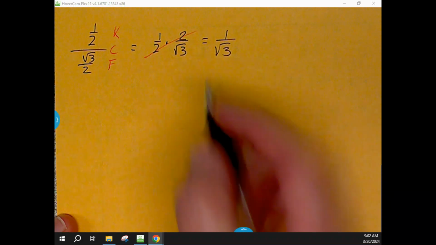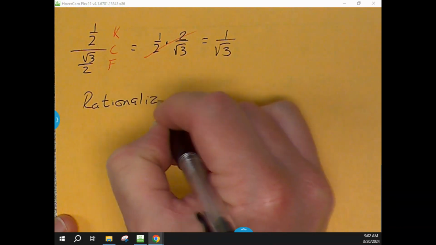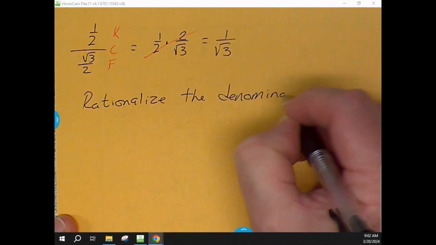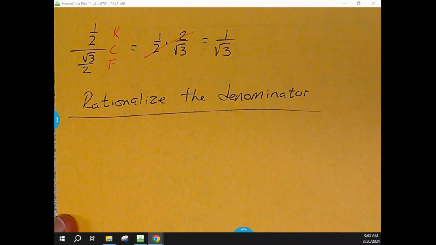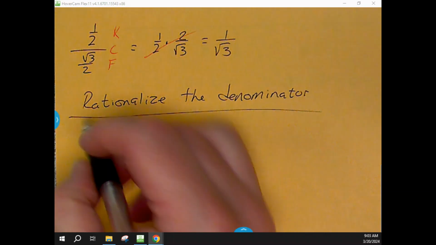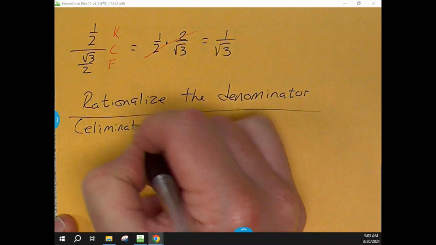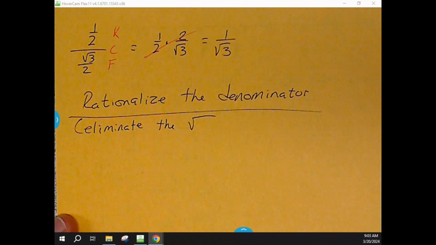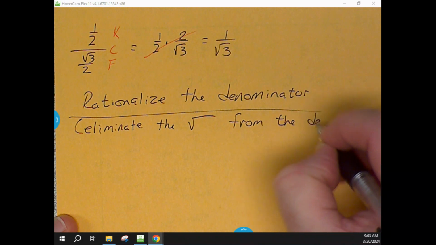They tell you that basically you have to rationalize, and this is our new word for the day. You have to rationalize the denominator. And what rationalize the denominator means in this case is you have to eliminate the radical from the denominator.